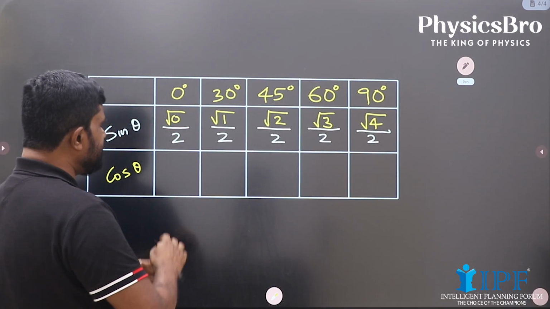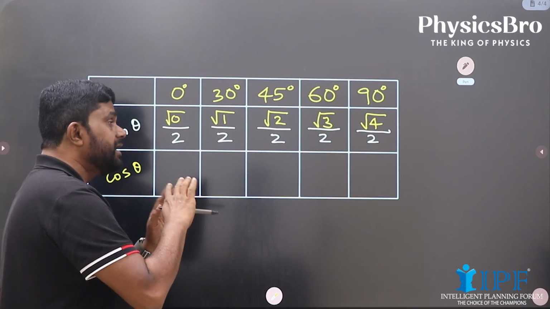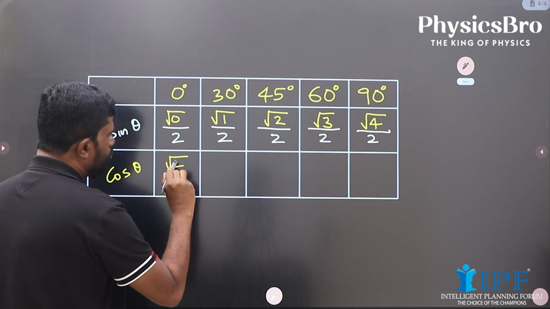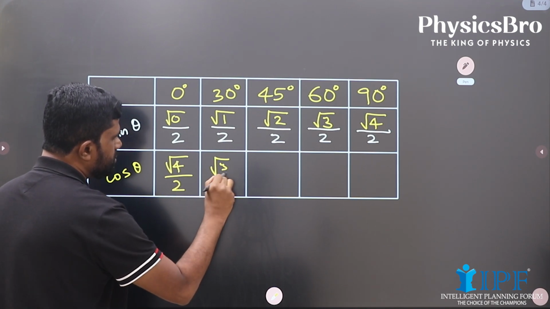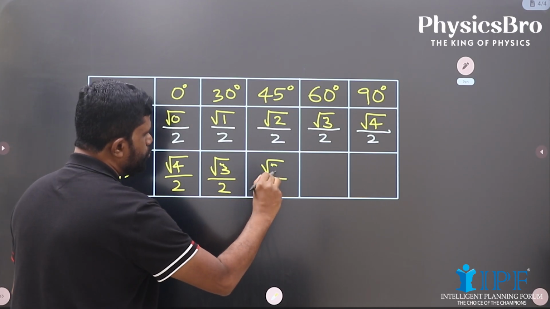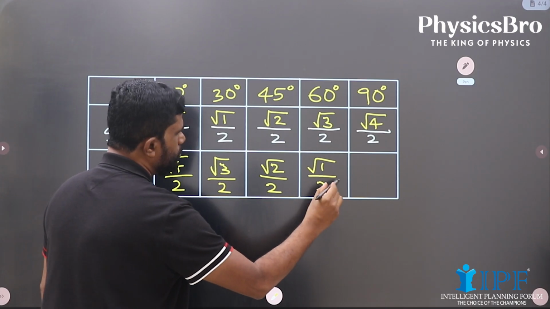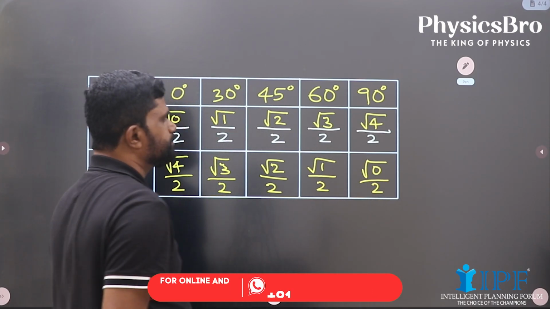Okay. Now see, the values of this cosine function will be in the reverse order. Means cos 0, that is root 4 by 2. Okay, this is root 3 by 2, and here we will have root 2 by 2, and here we will have root 1 by 2, and this is root 0 by 2.